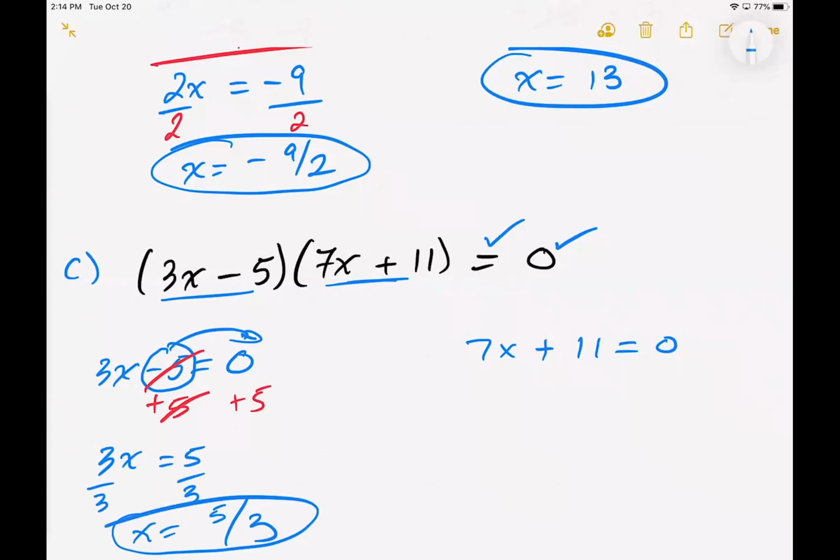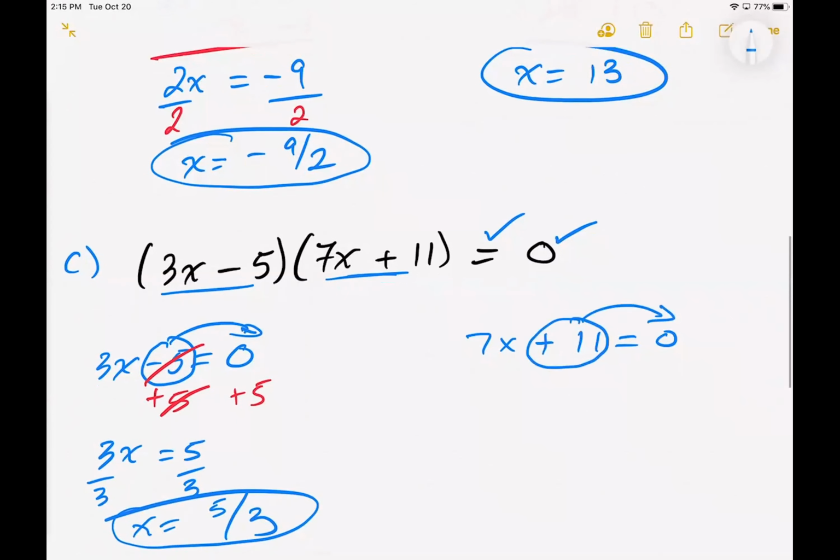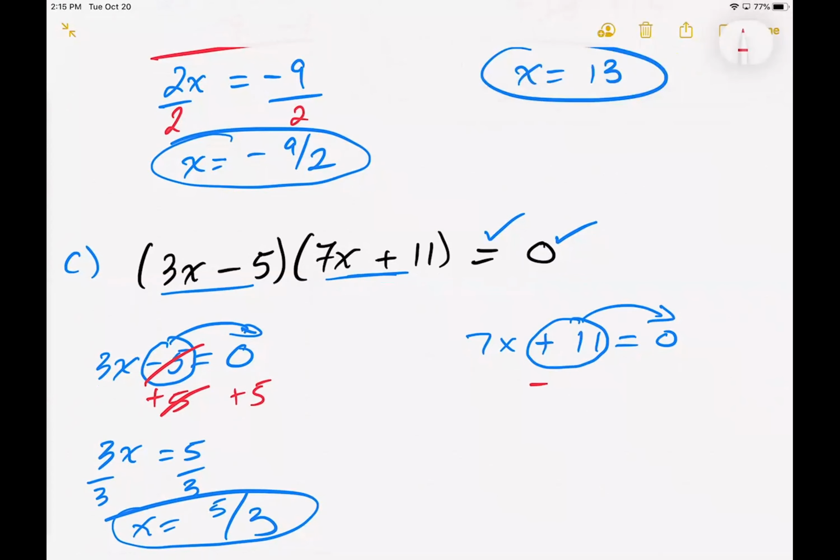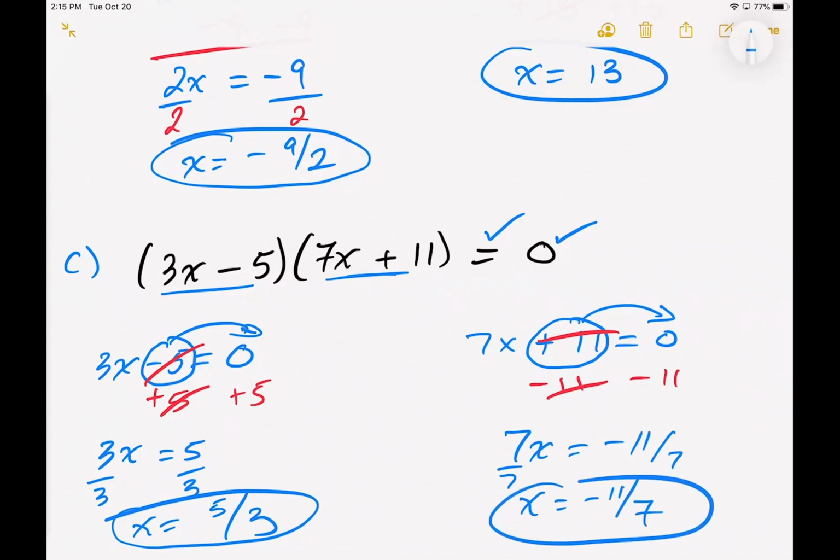And again, how do I get rid of the 11 on this side of this problem? We treat them as a separate problem, ladies and gentlemen. To get rid of this item here, I need to subtract. Therefore, I have 7x equal to -11. And I divide this by 7. I have -11/7. That is my second answer.